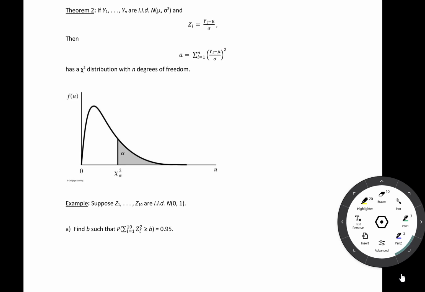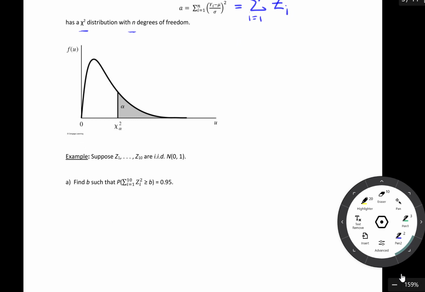So then what we're going to do is square the zi's. Notice this a that I have here is equal to the sum i equals 1 to n of zi squared. Then it ends up that the sum of the zi squared is distributed chi-squared with n degrees of freedom, where n is equal to the number of y's, or the number of random variables that we are summing over.